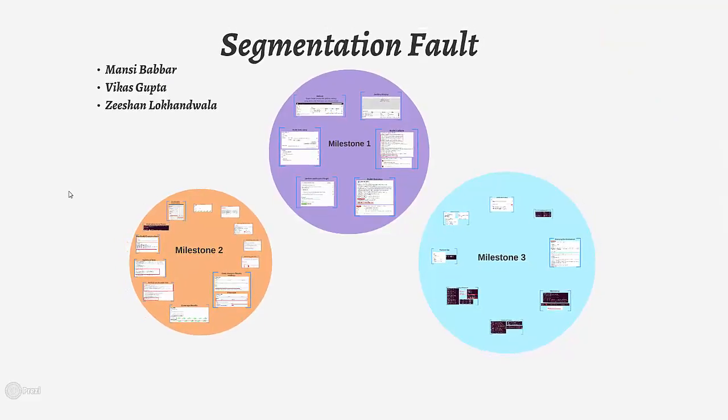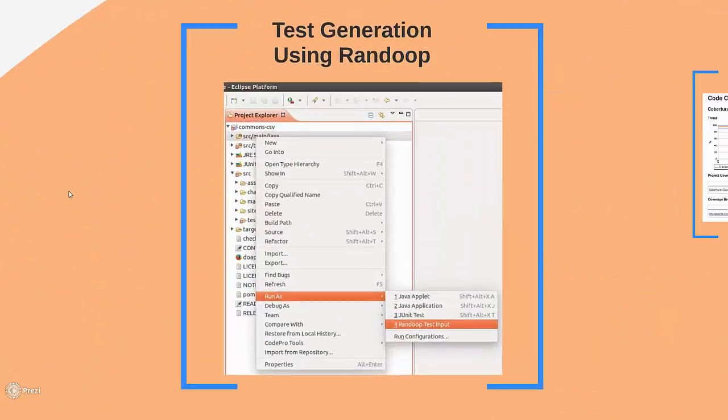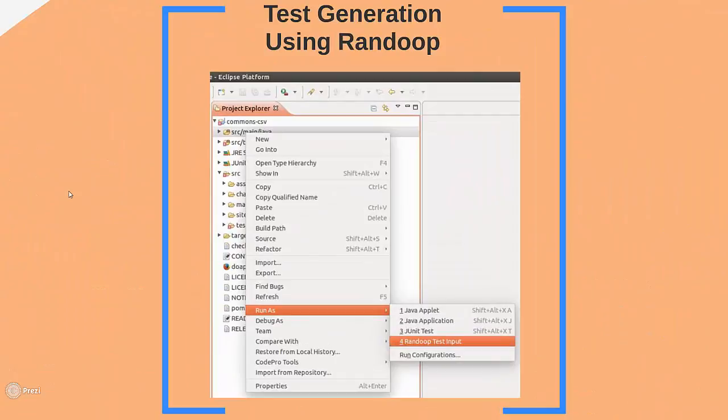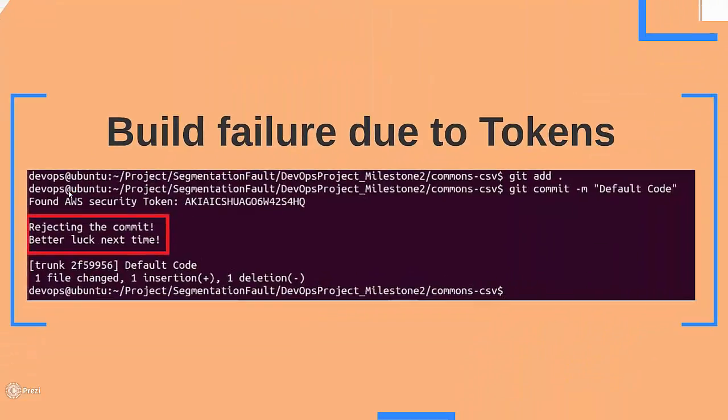For milestone 2, we have used an open source Maven project. Our test setup consists of the JUnit library and the Randoop plugin installed on Eclipse. We have used this Randoop plugin to generate tests for the Maven project and for the purpose of improving the test coverage. As a pre-commit step, we first check for the presence of any AWS or DigitalOcean security tokens and fail the build if found one.